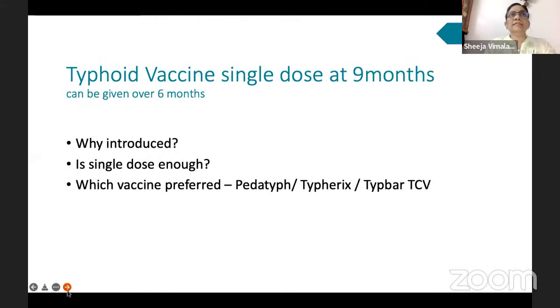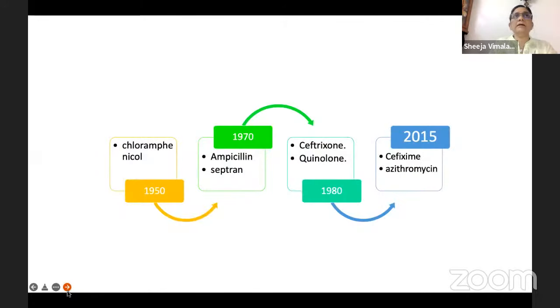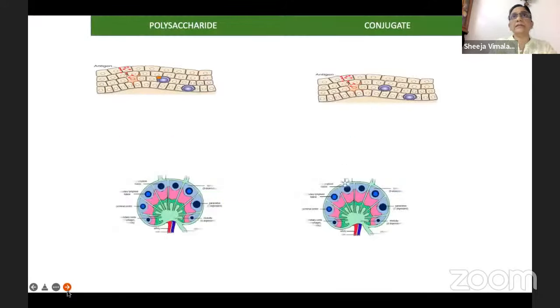Now we move on to the second vaccine, that is the typhoid vaccine. So now IAP recommends that typhoid vaccine needs to be given at 9 months of age. So why is it introduced? Is single dose enough? Which vaccine to select? Why is it introduced? Because we all know that India is endemic for typhoid. That's not the only reason. The typhoid drug resistance is also increasing. So two reasons why typhoid vaccine is recommended by the IAP.